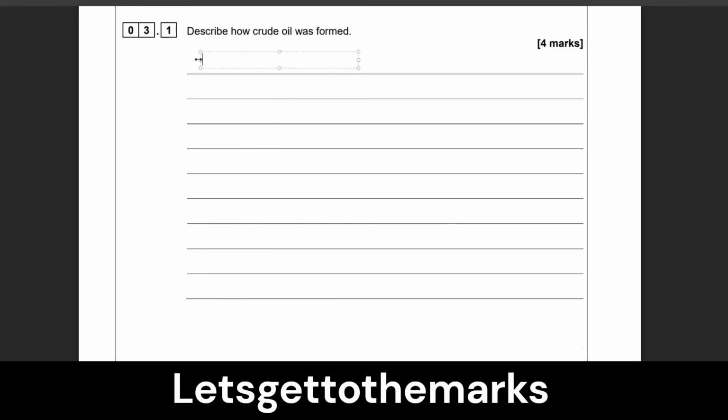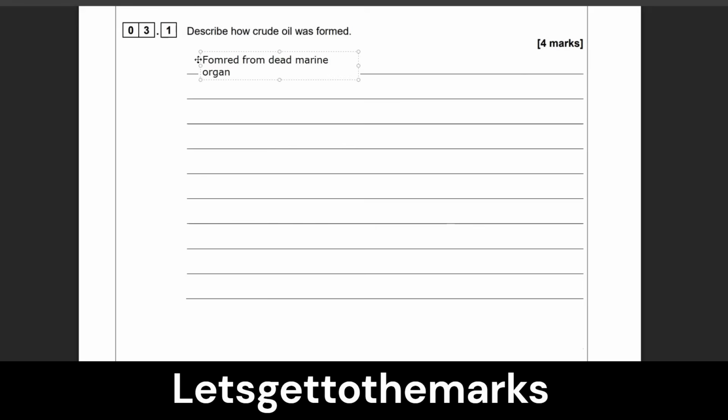Right, describe how crude oil was formed. And then on the back of the card, put these four points. So we need to know that it happened over millions of years. So we've got to get that in. And then what is it formed from? What is it made from? Dead organisms. Now, specifically, dead marine organisms.